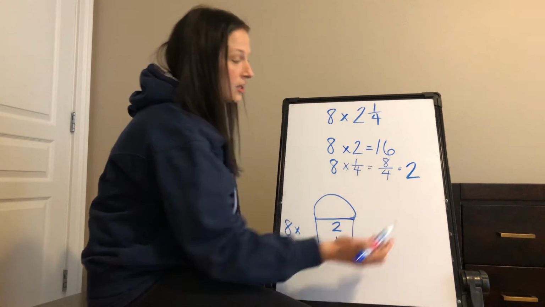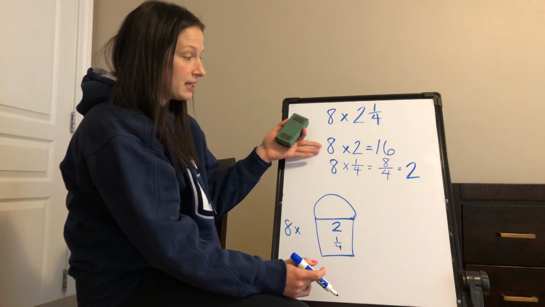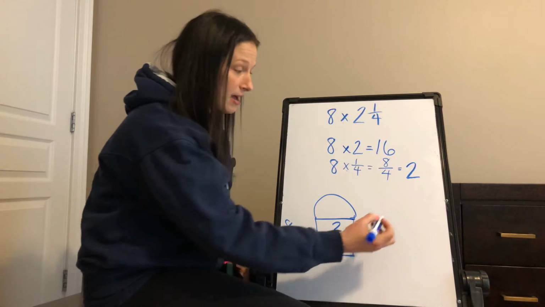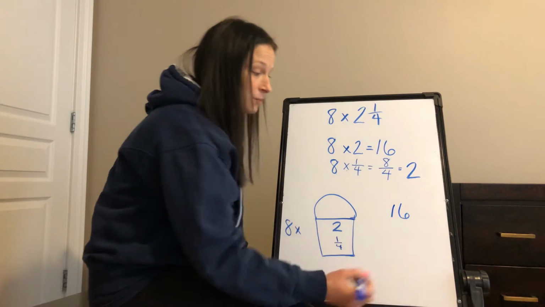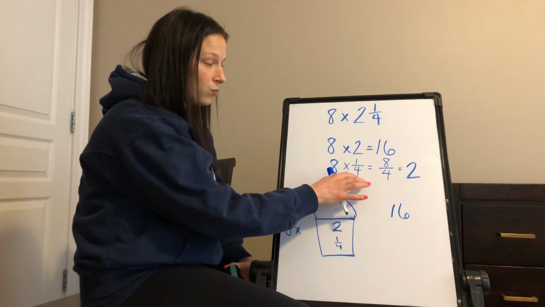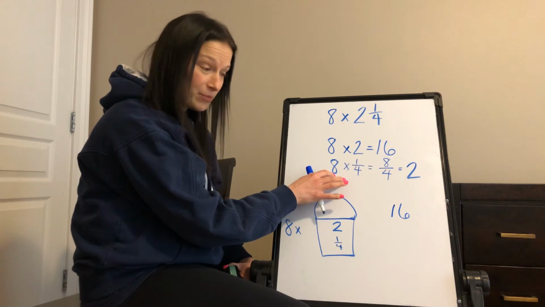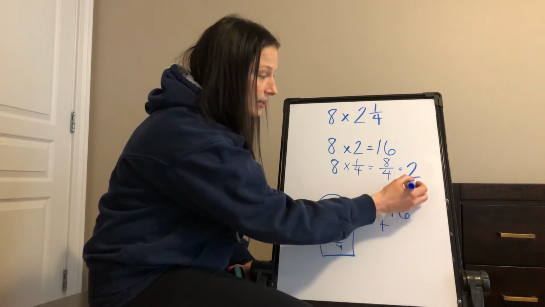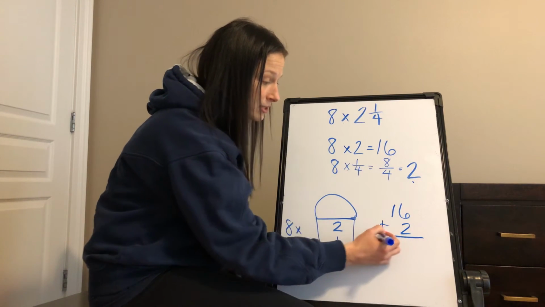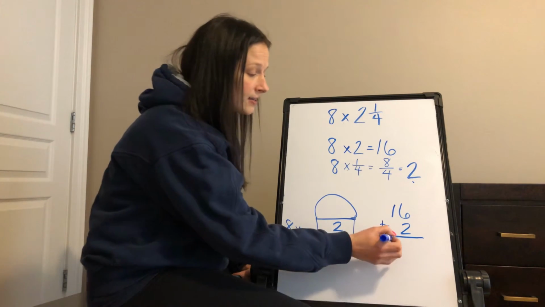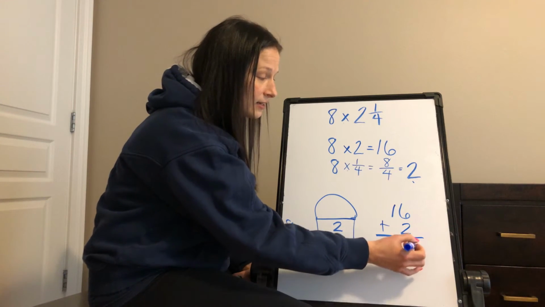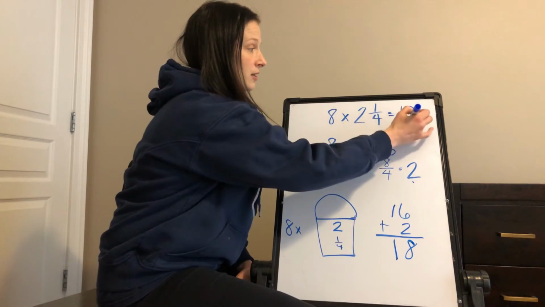So when you multiply 8 times 2, you have 16 pounds of oranges that you put in. When you added 1/4 of a pound of oranges to every single one of those 8 bags, you added another 2 pounds to your cart. That gives you a total of 18 pounds of oranges.